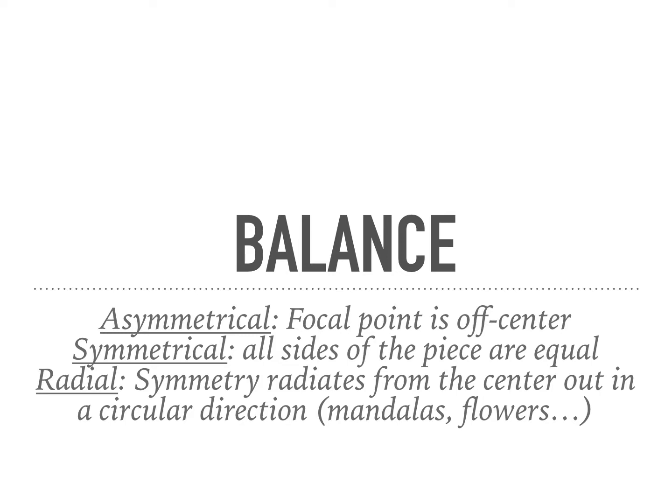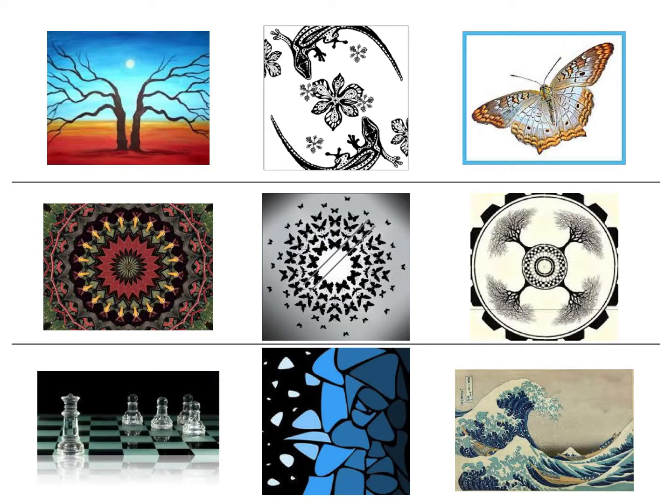So some examples for each of these. The top row of examples are symmetrical. Okay, you have that tree being split in half pretty much perfectly, the sun directly in the center. Everything is nice and, you know, symmetrical. The middle one is the two designed geckos kind of curving into the center where that flower is.